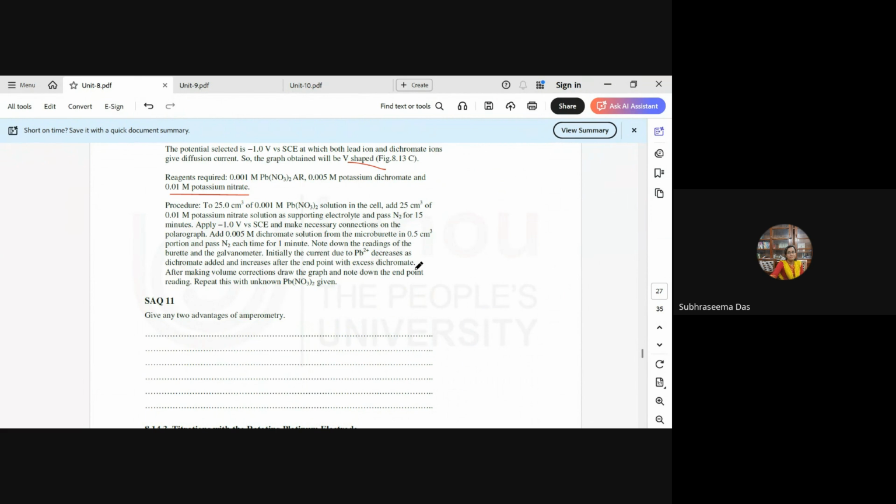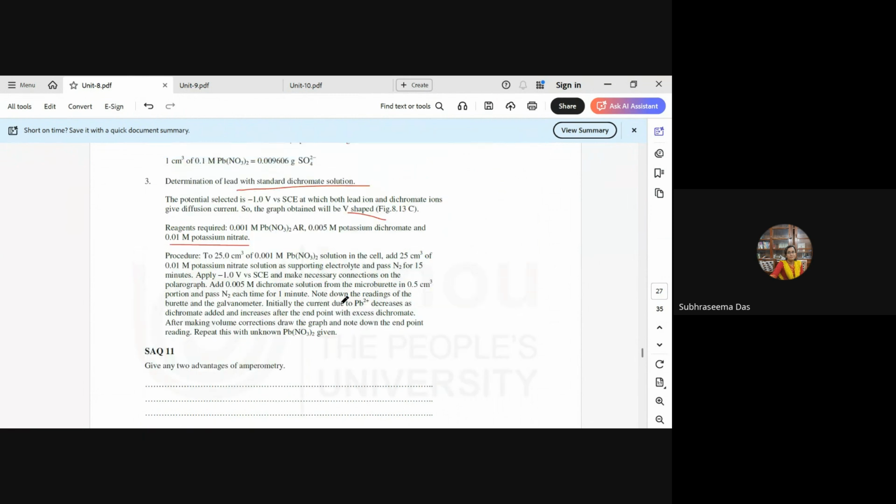So initially the current due to Pb2+ decreases as dichromate is added, and further it increases after the endpoint with excess dichromate. So we get a V-shaped graph, and then we can also do it with the unknown lead nitrate sample, and we can calculate the value of the lead.